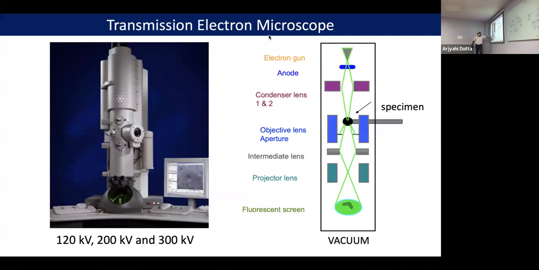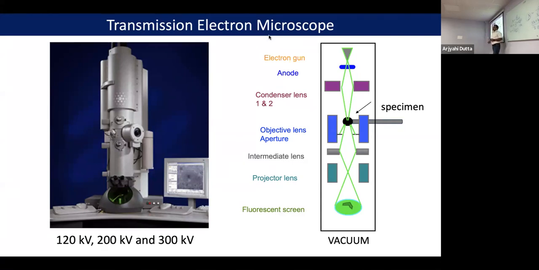As I mentioned, there are three types of possibilities here, based on the accelerating voltage, how they are pulling the electron. And this is a very simple schematic diagram. We have an electron gun, then an anode, then two condenser lenses, an objective lens, and we have a sample here. When the electron beam passes through that, we get a 2D image of a 3D object. You can see how the electron beam is passing through this sample, just like X-ray, and then it gives you the image. That is the reason it is called the transmission electron microscope.